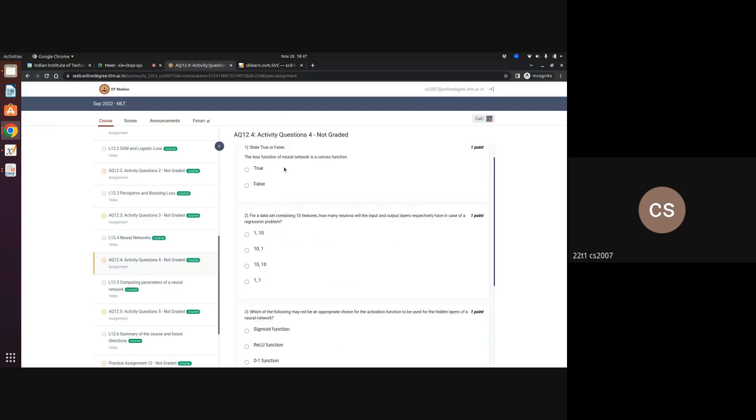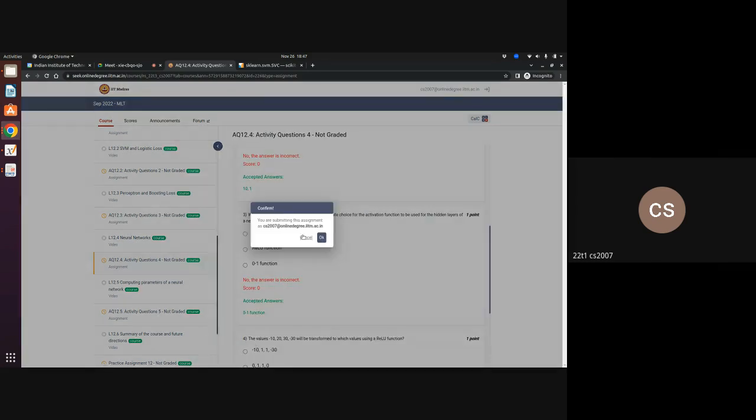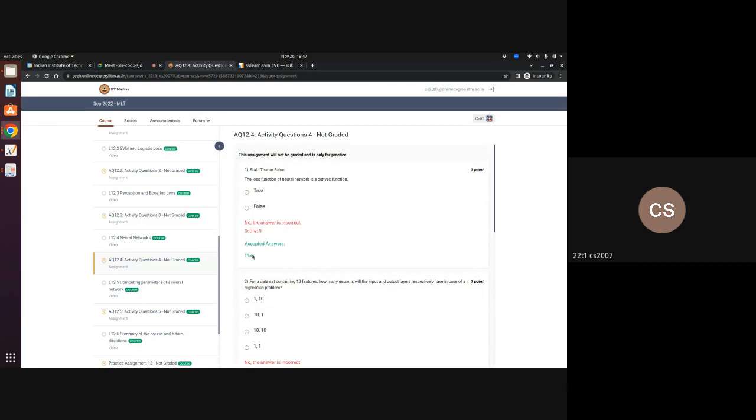Well, there's some configuration mistake here. The answer should be false. I'll get that fixed as well. I think there is, yeah, this is marked true, which is incorrect. I don't know how this mistake crept in. The correct answer is false.